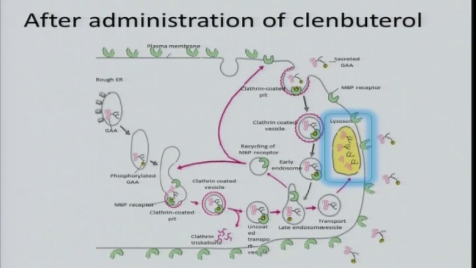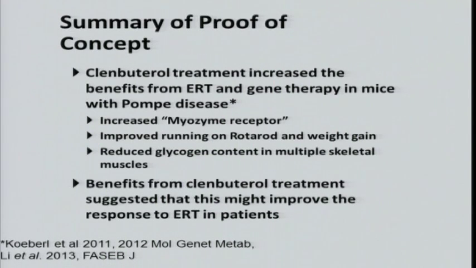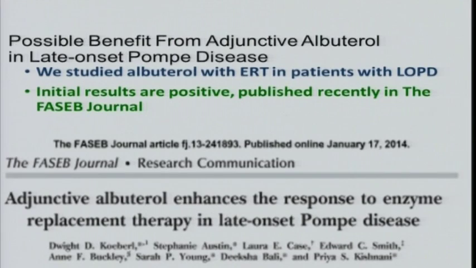So we started this in terms of a proof of concept with a very simple agent, albuterol, a beta-2 agonist, and now with clenbuterol, which we know is available in the animal world, in the horse, to make muscles hypertrophy. So for these trade horses, etc., that's what's used. And the idea was, could we increase this myozyme receptor or the M6P receptor?